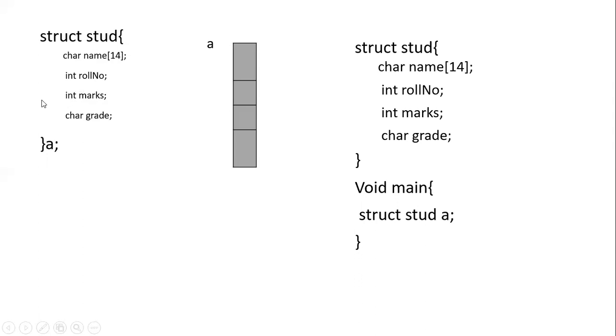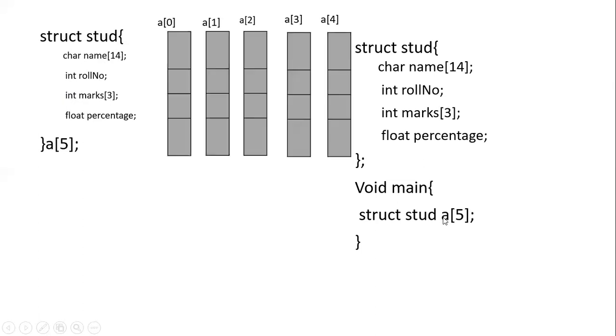You can declare variables in 2 ways. One is at the time of defining the structure itself, you can add the variable at the end and put a semicolon, so you'll have your memory allocation here. Or you just define it here in the beginning, struct stud, then close the bracket, then within your main function you can declare variables like this: struct stud a.